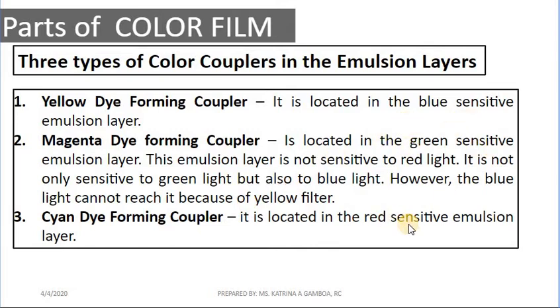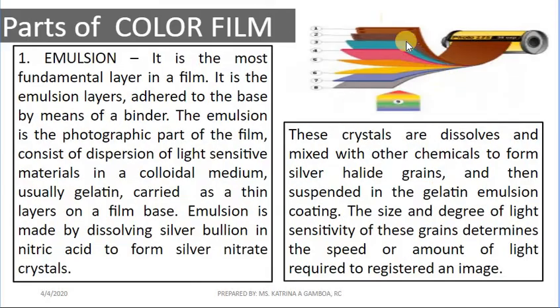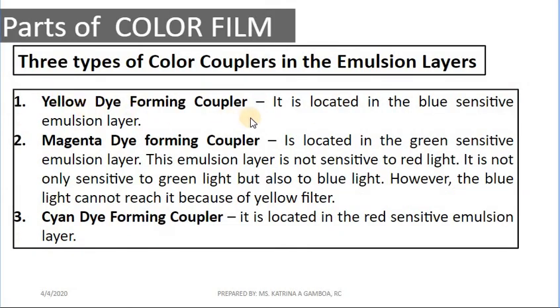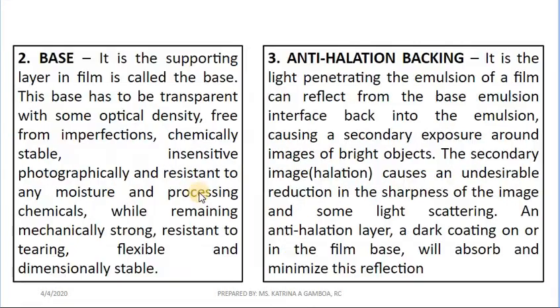Ito kasing blue, green, and red, kasama siya dito sa ating pinaka layers ng ating colored film. So, nilalagyan lang nila ng dye, ayan, para mabuo itong yellow, magenta, and cyan. Once na nagdikit ang blue at saka green, nagdikit ang green at saka red, ganyan.